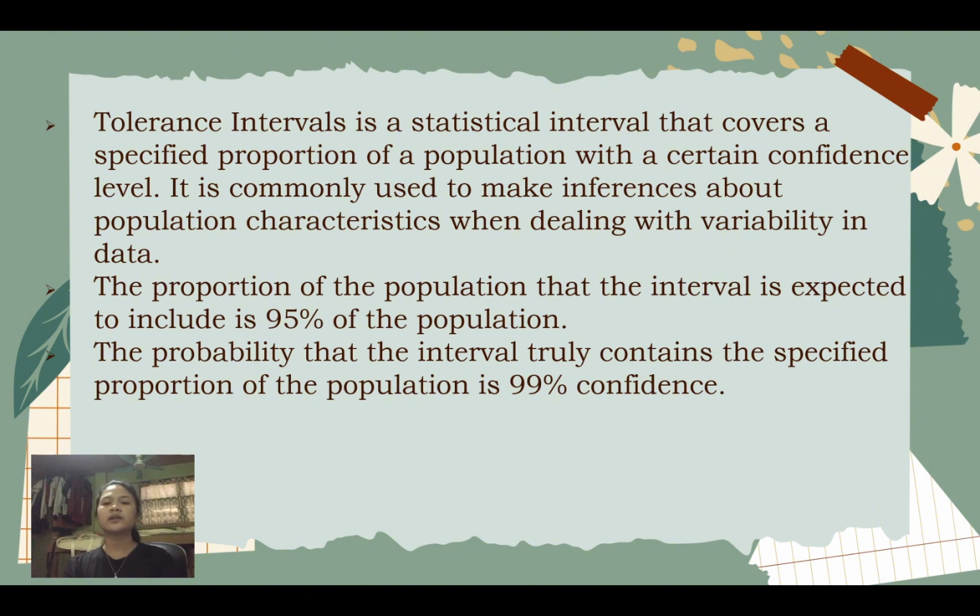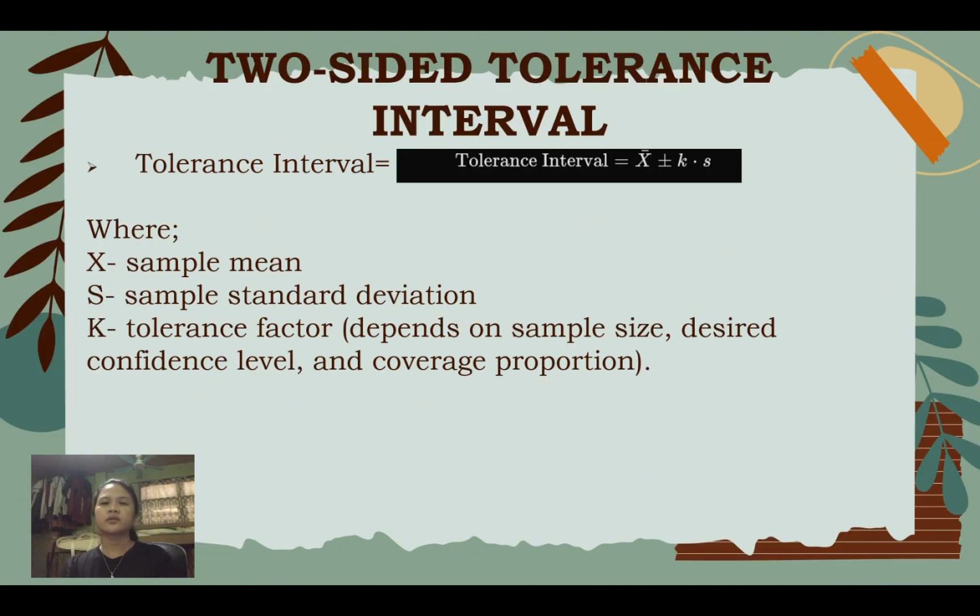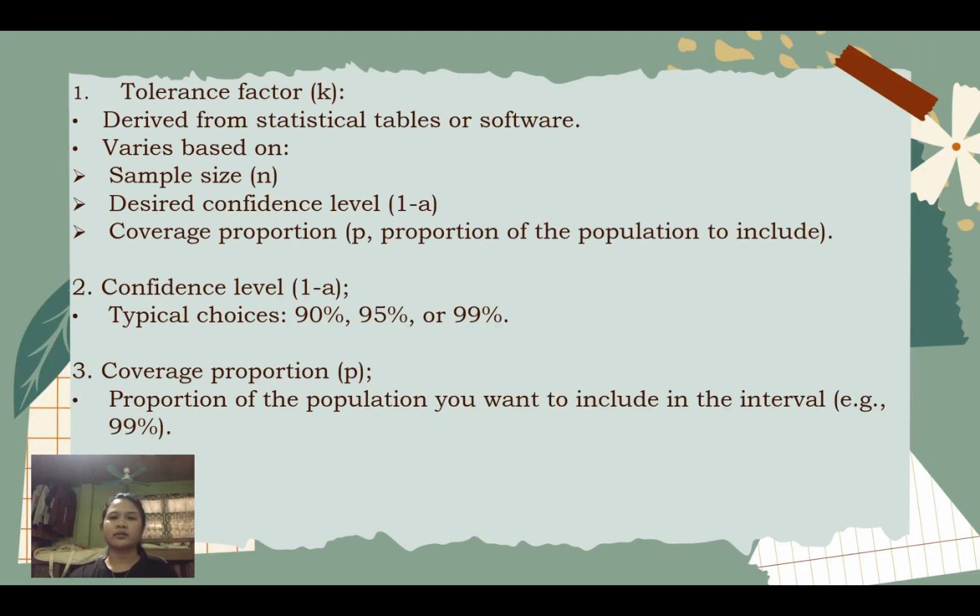We have different types of tolerance intervals. First is the two-sided tolerance interval. As we can see on the screen, it shows the formula on how to calculate the two-sided tolerance interval. The x̄ is the sample mean, the s is the sample standard deviation, and the k is the tolerance factor, which depends on sample size, desired confidence level, and coverage proportion. So we have the k factors of tolerance interval.